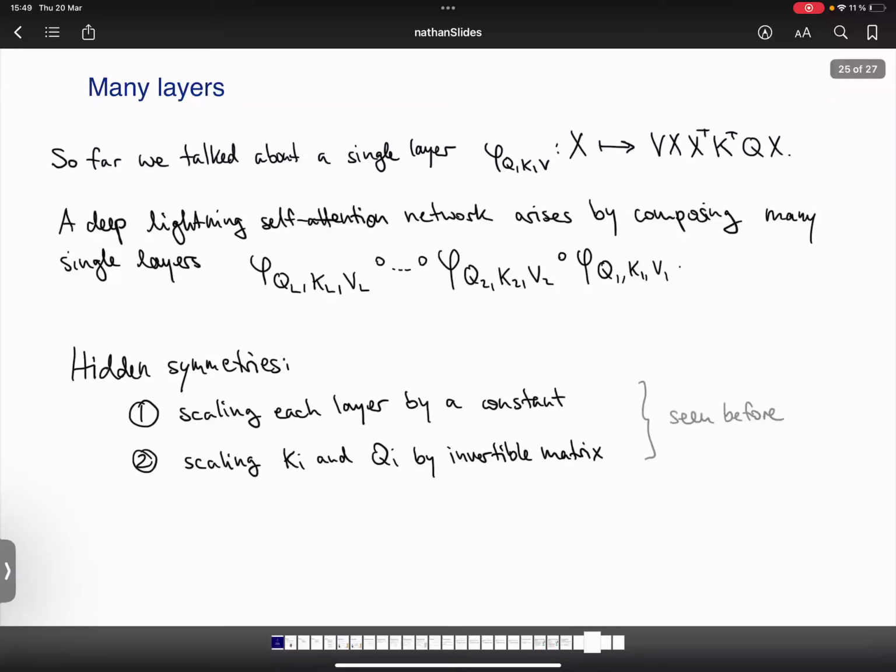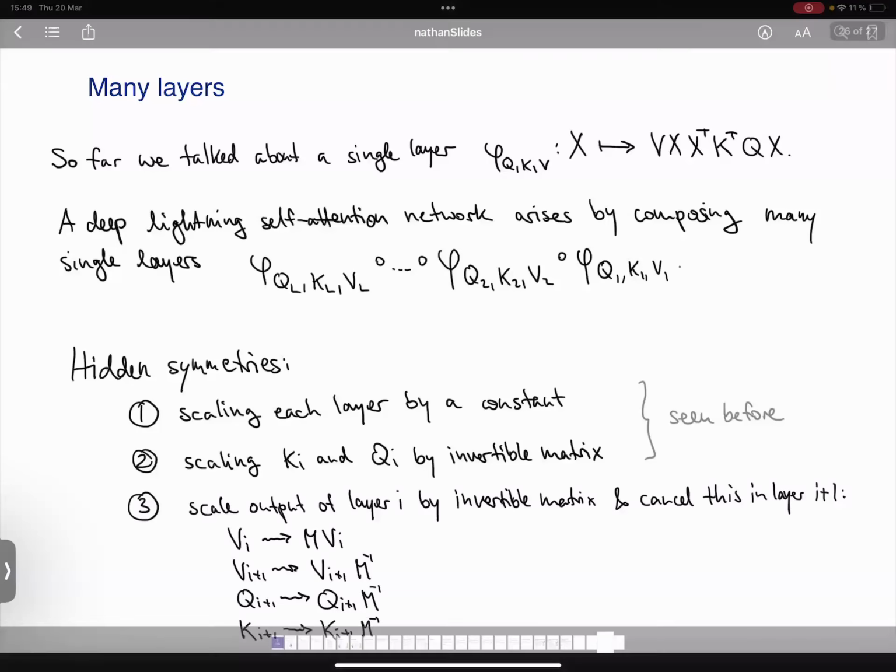And the same question is, what type of symmetries can you get? You, of course, have the symmetries that we observed in a single layer. I can do the scaling by constants, and I can add an invertible matrix between the K and the Q matrices in each layer. That is just what I showed you on the previous slide, nothing new. But in addition, there is something else.